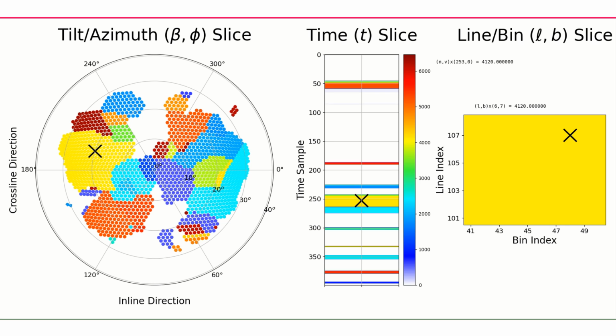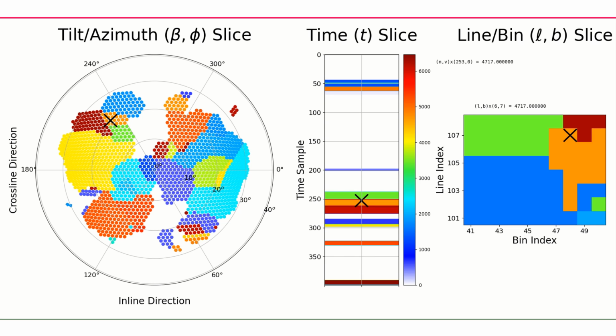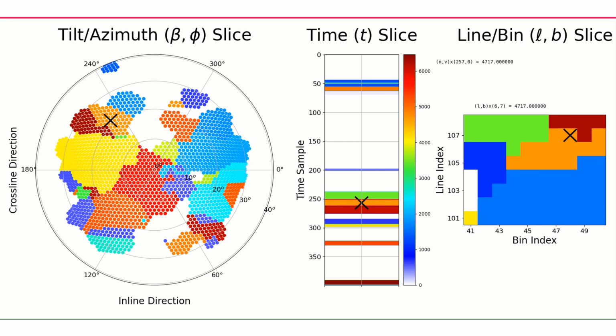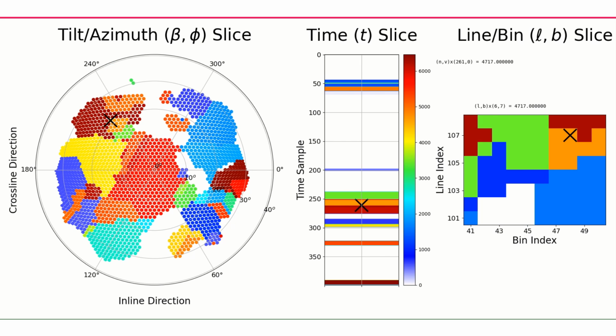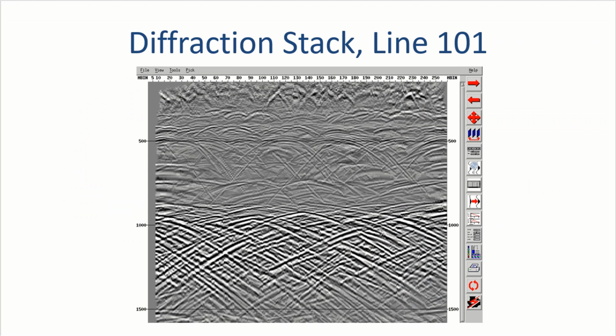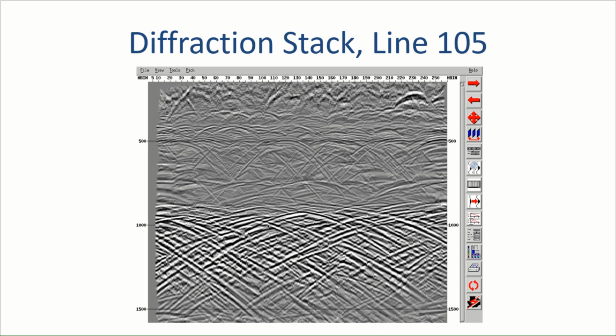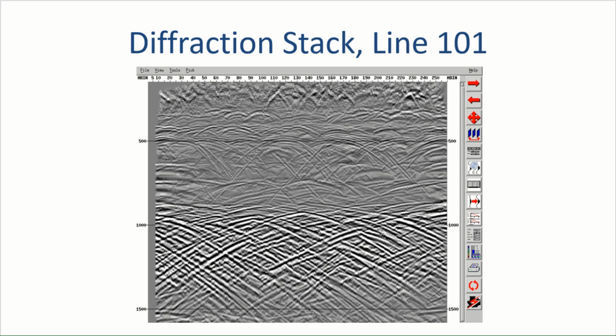Now at each bin, the tilt azimuth coordinates of the local semblance maximum within any particular region and the time extent of that region through its semblance peak should tell us where to find the signature of the associated diffraction in the 5D stack. Here we have some results for lines 101 to 105. These are certainly encouraging. Quite a few diffraction hyperbolas are visible. However, there are a couple of caveats.